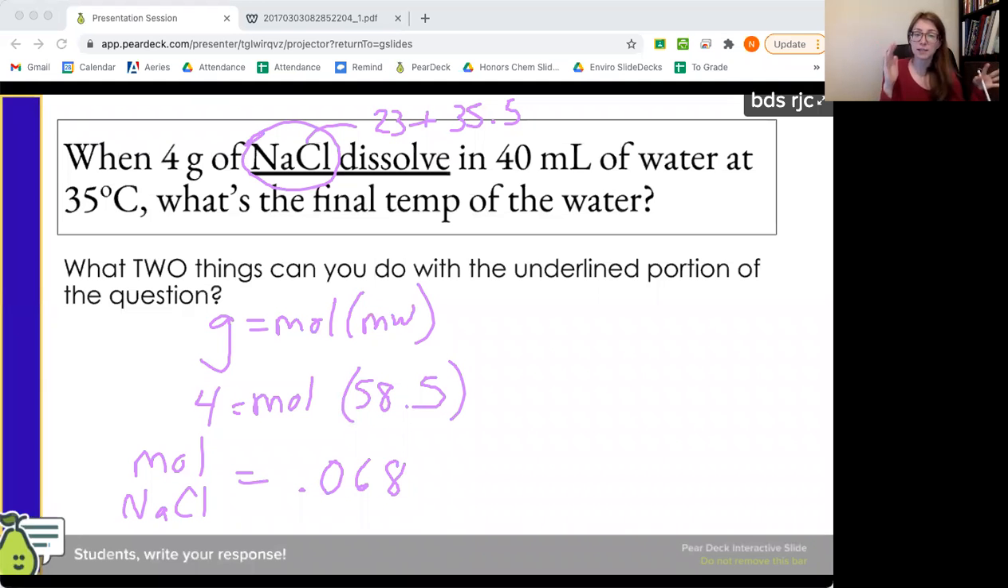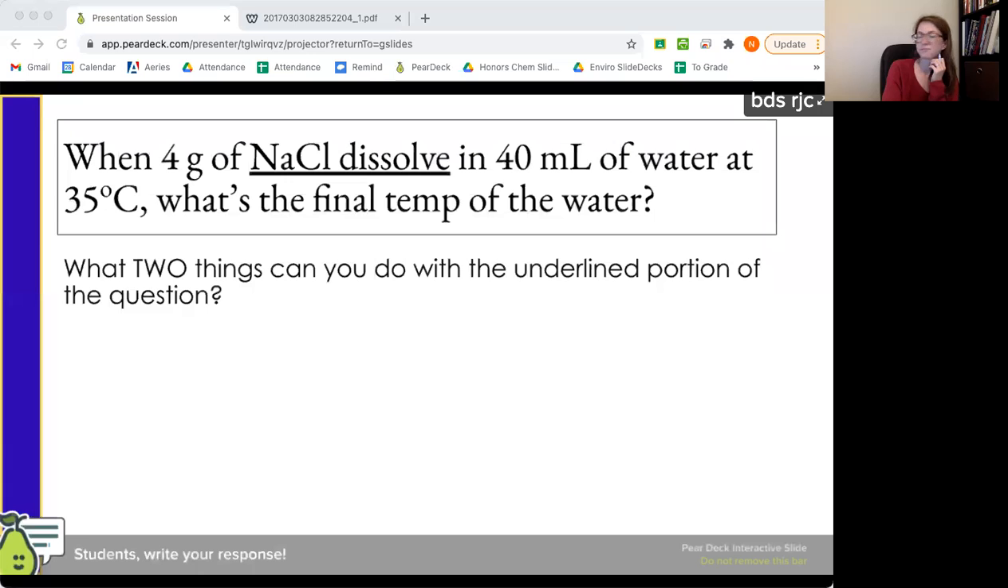So still looking at the same question, now I've underlined a new part of it. I want you to think about things we've done so far that you could do. With the words NaCl dissolving, what does that tell you? What's something you could do that might help? So go ahead and answer that in the pair deck. Alrighty, so a lot of people were able to get one of the 2 things, but not both. So that'll be good that this is a refresher for you.